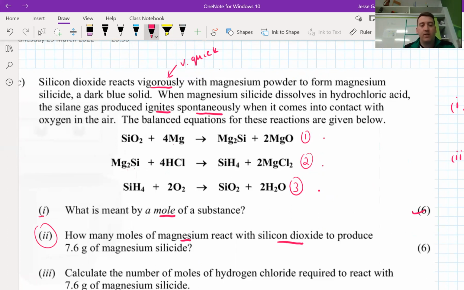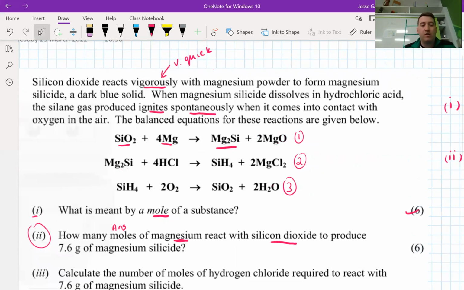All right, so hopefully you said that it's chemical reaction number 1. And we know this because we have magnesium, which is here, reacting with silicon dioxide, which is here, to produce magnesium silicide, which is here. And what we want to know is how many moles, so our answer needs to be in moles. How many moles of magnesium react with silicon dioxide to produce that much, 7.6 grams magnesium silicide. If you know how to do this, pause the video and do that calculation now.